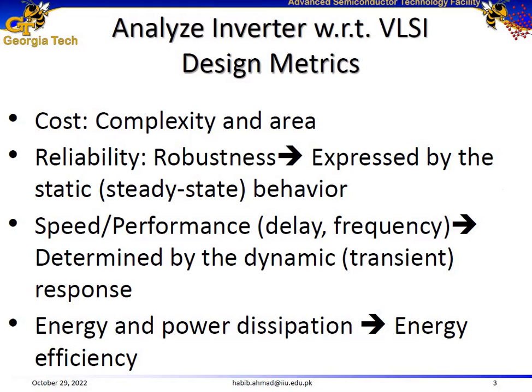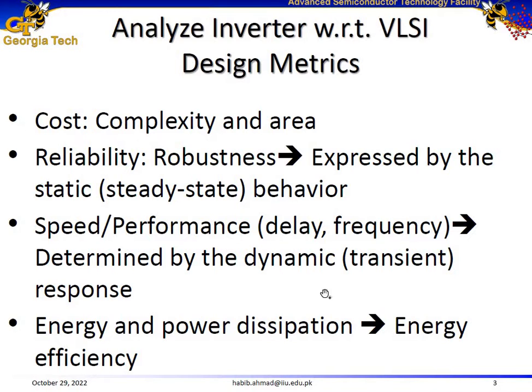The quality metrics are cost, reliability, performance, and energy or power dissipation. We already discussed cost, the non-recurrent engineering cost and the recurrent engineering cost, and the cost mostly is based on the complexity and area of the transistors. Reliability determines the robustness or the repeatability of your circuits, of your inverters, and it's mostly expressed by static. What is static? Static means the steady state behavior of the inverters.